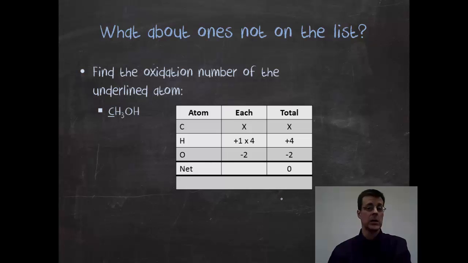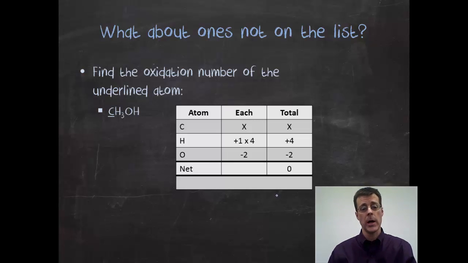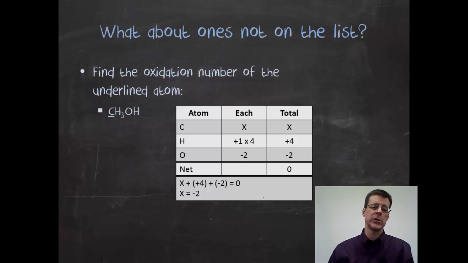Total negative equals total positive. We did that with grade 11 nomenclature with ionic bonds, and because we're now pretending that everything were ionic, that rule applies. Working it out, we end up saying that X is equal to -2, or the oxidation state of carbon is -2.